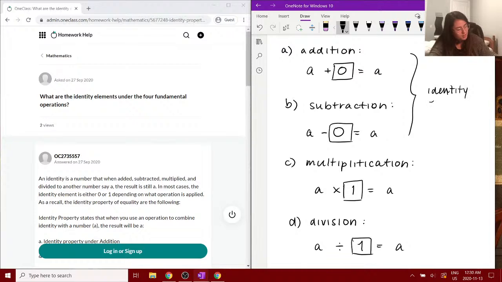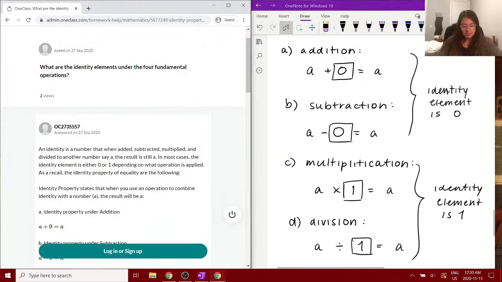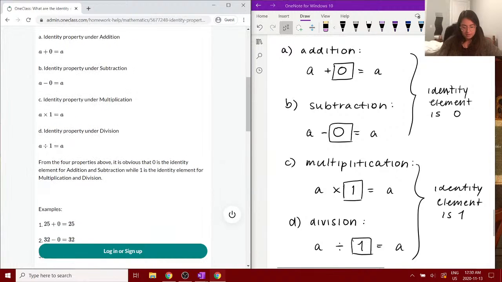Identity element is 0, but for multiplication and division, the identity element is 1. Okay? And let's look at some examples.